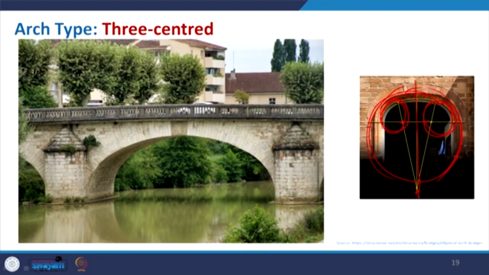So, with the three centered arch, when you go deeper and deeper, the upper portion of the arch will be flatter. So, if sometimes you require this kind of arrangement of arch, you can go with that, where here also you can get this. So, this is a very big circle with the center at the bottom.